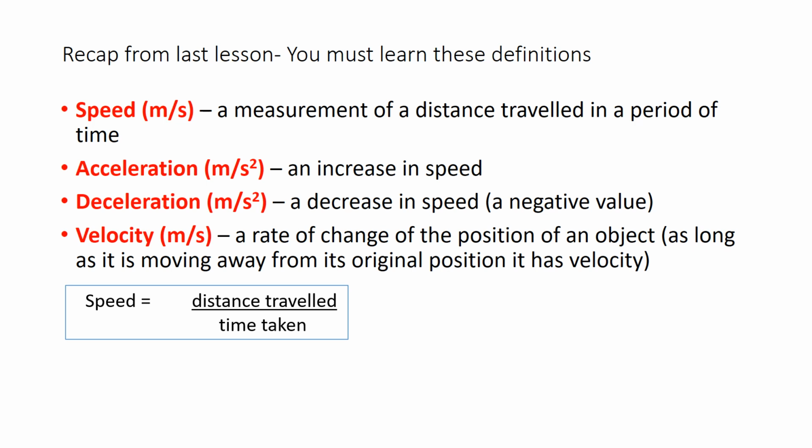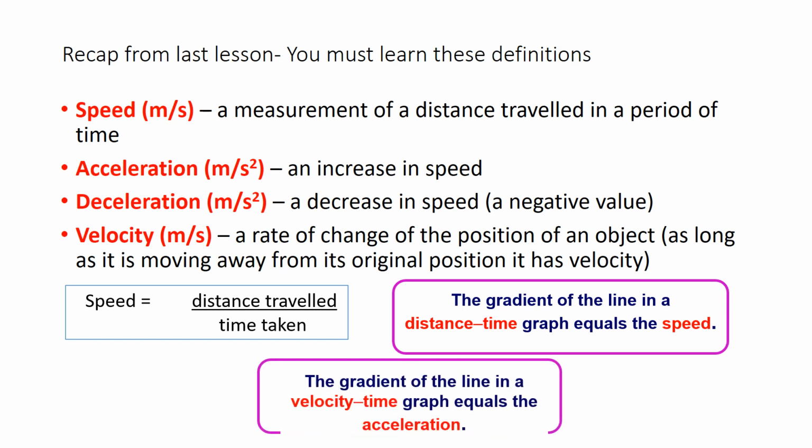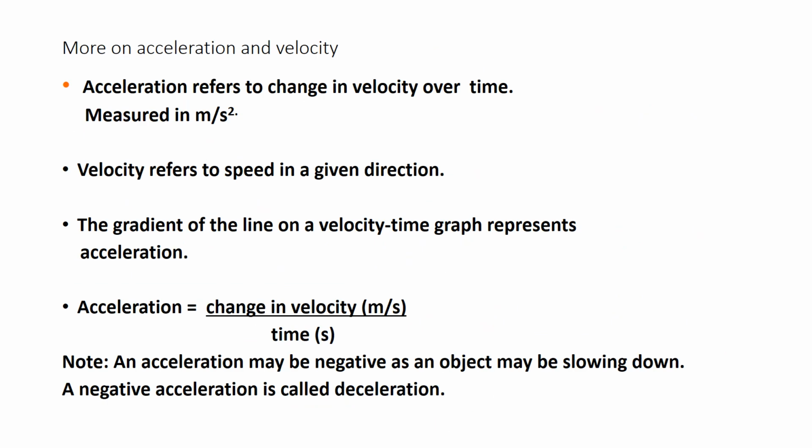The equation that we're expected to know and be able to rearrange is speed equals distance travelled divided by time. And the key element here for the gradient is that the gradient of the line is equal to the speed, or the velocity, in a distance time graph. However, in a velocity time graph, the gradient is equal to acceleration. So a little bit more, okay.